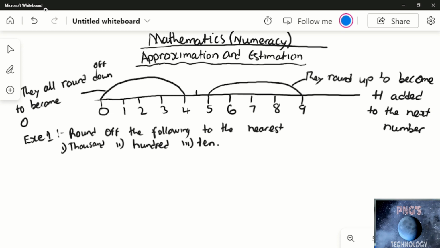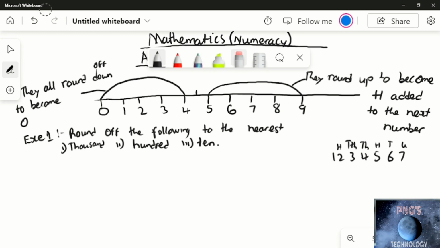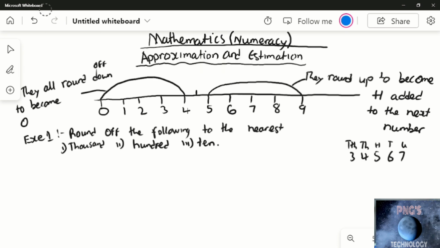Now let's write out the same set of numbers. Let's say we have 1, 2, 3, 4, 5, 6, 7. So this is unit, tens, 100, 1000, 10,000, 100,000, 1 million. Let's just stop there, so it's not too jam-packed.